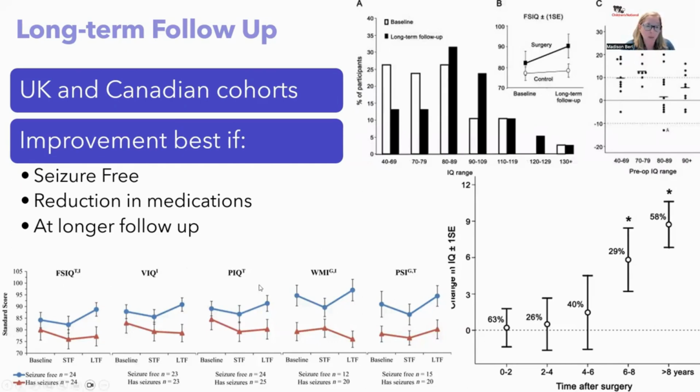The lower one is the same kind of thing, where the difference is the kids that are seizure-free in blue and the kids that still have seizures at short-term follow-up. In the middle section, they even almost look like they go down. But if you look at long-term follow-up, you really see a difference and an improvement in those kids that are seizure-free. And that's across these thinking skills, both verbal, nonverbal, and working memory and processing speed skills. So being seizure-free, having a reduction in medications, and allowing that follow-up to happen is when you start to see these changes.